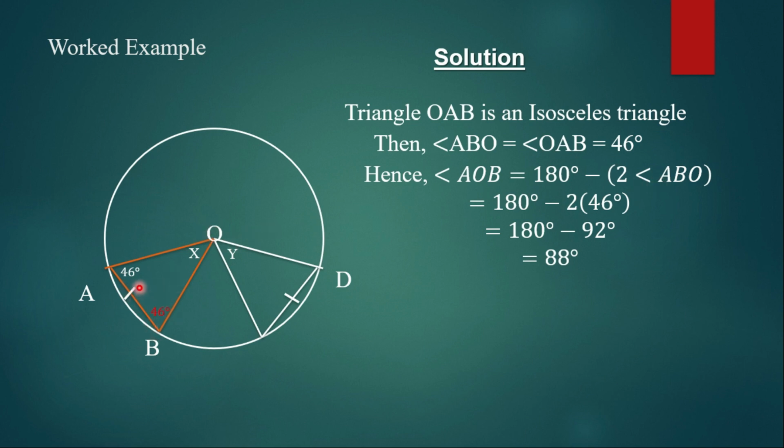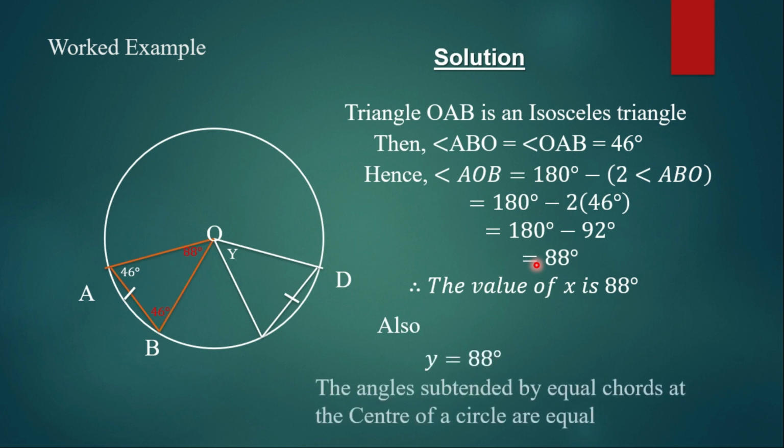So we know that this and this is twice the same figure. So 2 times 46 is the same as 46 plus 46. When you take it, it becomes 92 degrees. 92 degrees from 180 degrees is 88 degrees. Therefore, the x is 88 degrees. Now, if x is 88 degrees, then y is also 88 degrees.